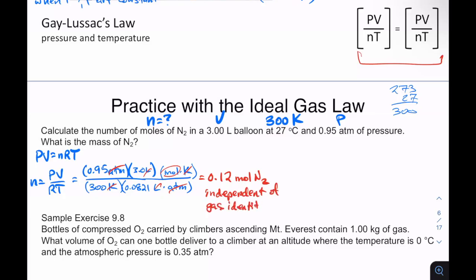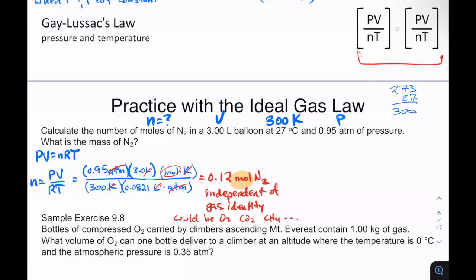Meaning it could be O2 gas, it could be CO2 gas, it could be methane gas, it could be anything, because we're only looking at moles. The number of moles of the gas is independent. That number won't change. Now, in this case, though, if we're asked what's the mass of the gas, then you have to know what the identity is.